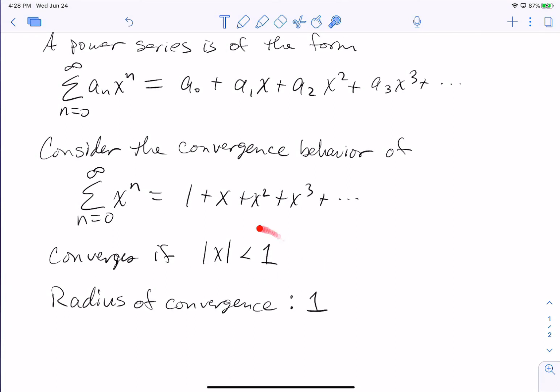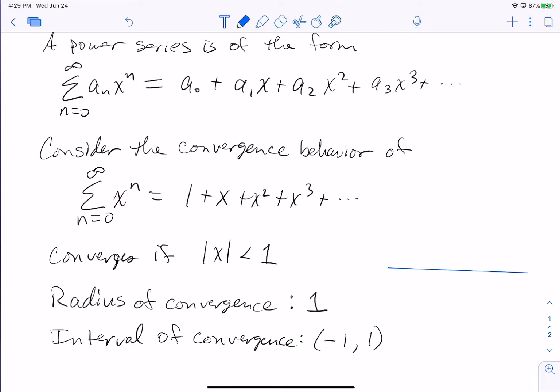The absolute value inequality of absolute value of x is less than 1 also gives us an interval. It's known as an interval of convergence, and in this case, it's the open interval from -1 to 1, right? We aren't including the endpoints because if the base is 1, this thing will not converge. Let's look graphically at what the interval of convergence is. It's not a very exciting graph, I'll grant you. It's just the open interval from -1 to 1. And I'm going to highlight that.